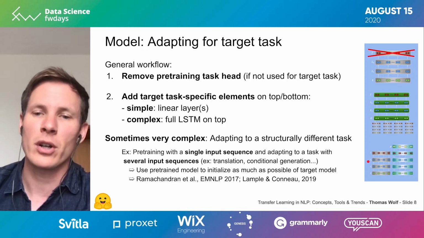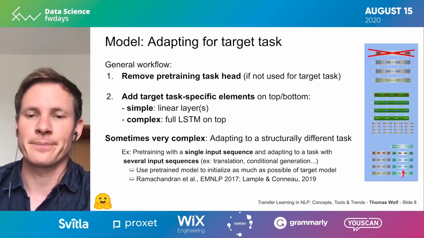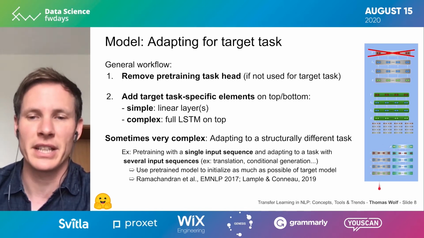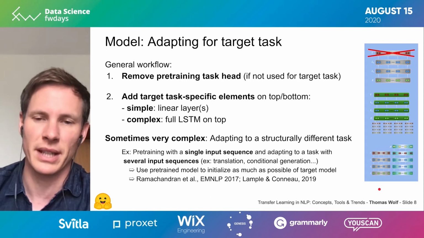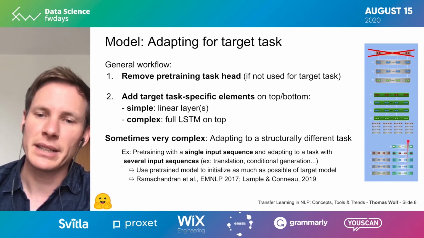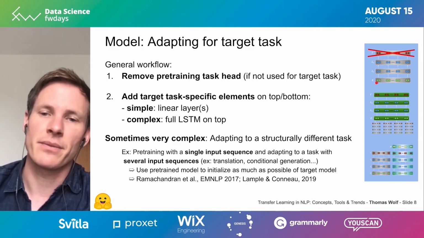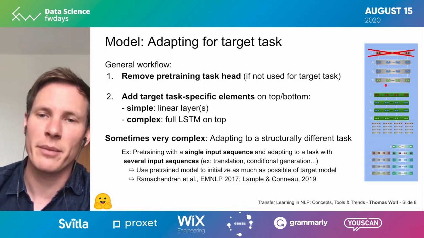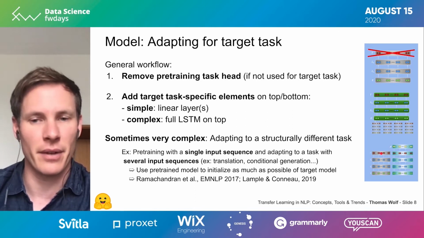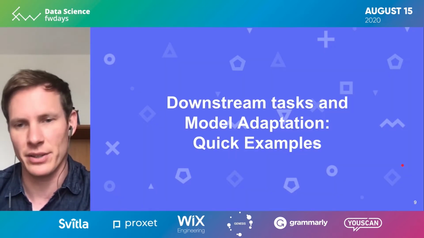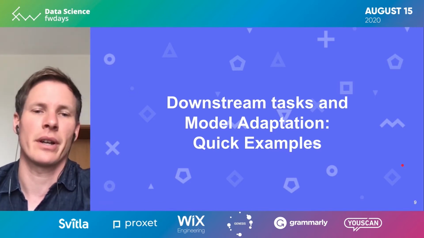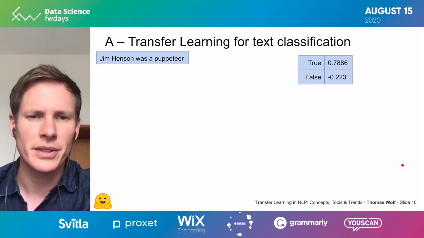Sometimes it's even more complex, for instance, if you have a task which is structurally different. Here, for instance, we have a translation task, so we have 2 inputs. If we translate, for instance, English to Russian, you have an input in English and you also have an input in Russian. This is very different because our model was trained with just 1 input, so we need to change this to use 2 inputs. There are various ways you can do that, but one way is to duplicate your model, basically.